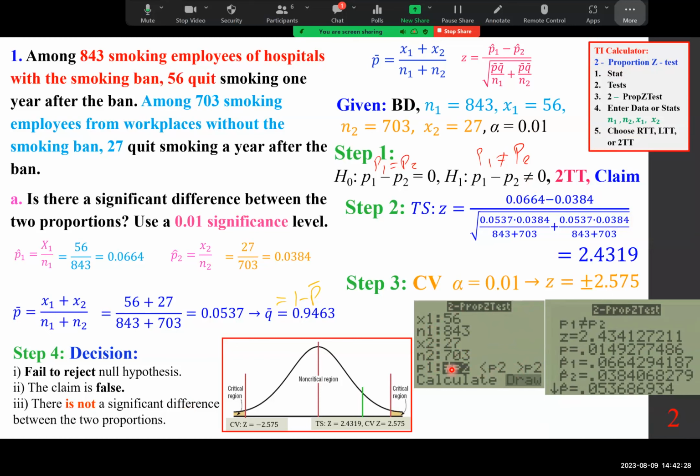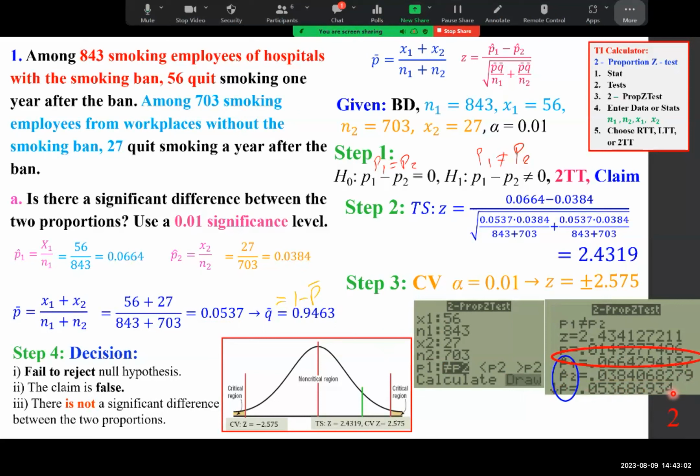When you do the calculation, it gives you some answers. What are those? I want you to see that. First and foremost, P1 hat is calculated here. We did it here. This has more decimals. P2 hat is calculated here, and we have it here with, of course, more decimals. What is this one? P bar. We have it here, again, with more decimals.